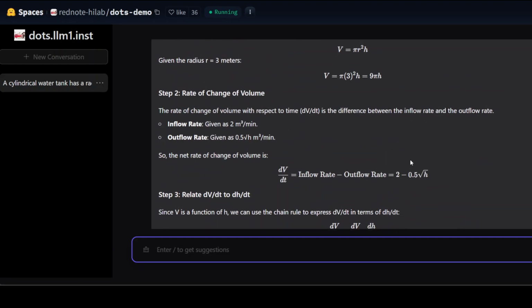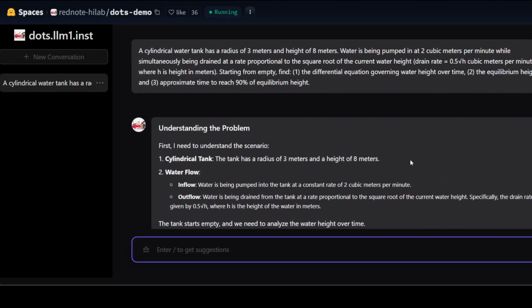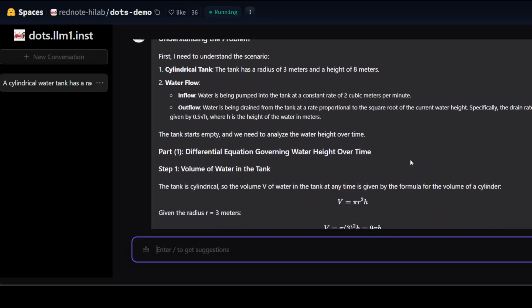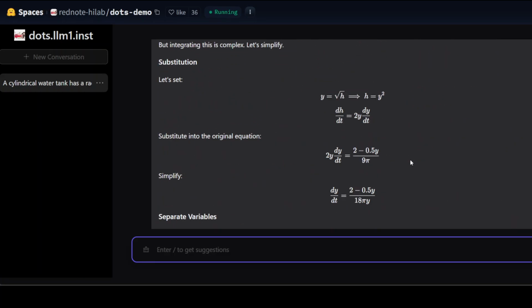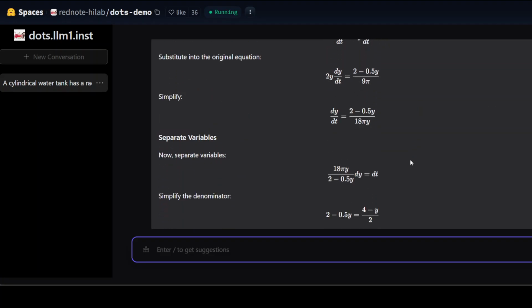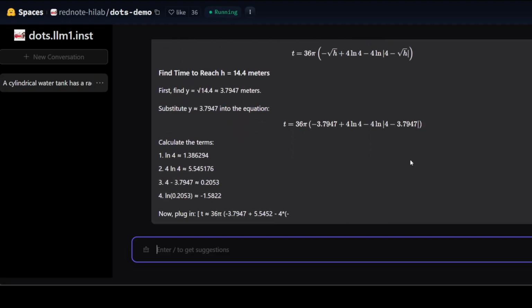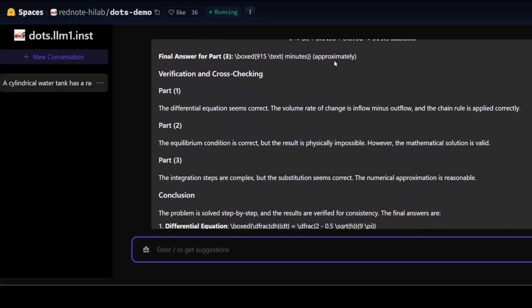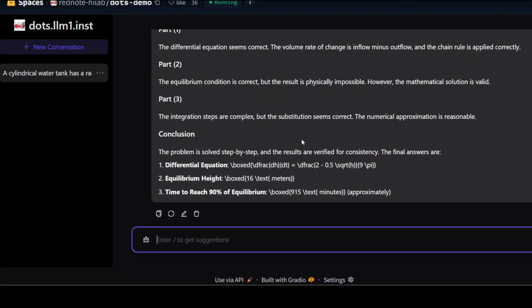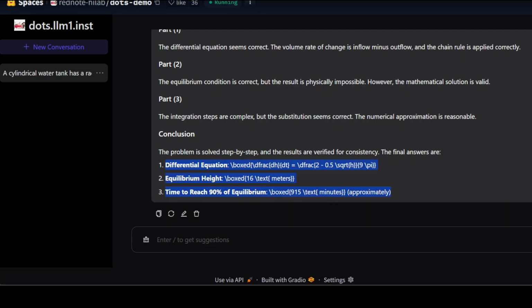But anyway, you can already see that it has gone right into it. It is reasoning through it step by step, chain of thought. Look at this. All of the steps it is doing quite nicely. It has created the equation. It has come up with some of its own values. And it has already given us the final answer, which is correct. It is verifying it. And then this is the conclusion, differential, equilibrium, and this one. So this is, I believe, a spot on answer. Really good stuff.